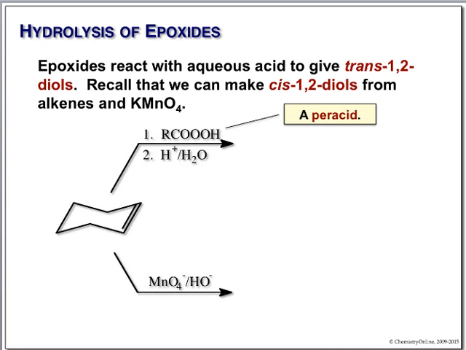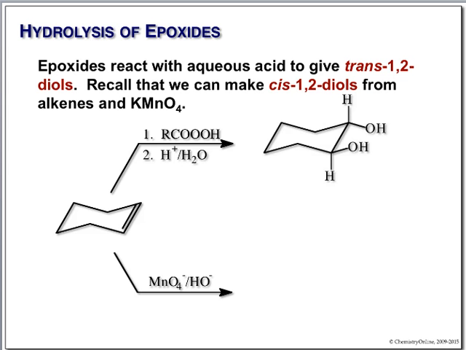Here we have cyclohexene. And look at this, per acid. We know that this is going to give us an epoxide, right? But we have a second step, aqueous acid. That's going to open the epoxide and give us a trans 1,2-diol. Now I've drawn these both equatorial. Again, initially they would both be axial, but they would ring invert to give the diequatorial.